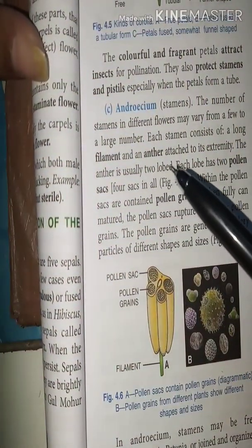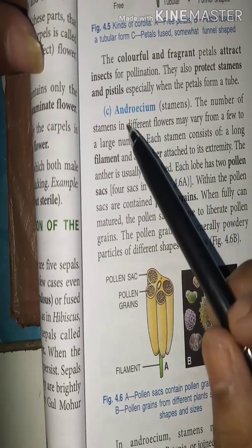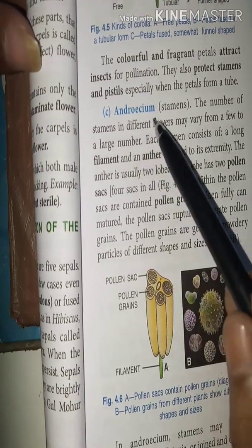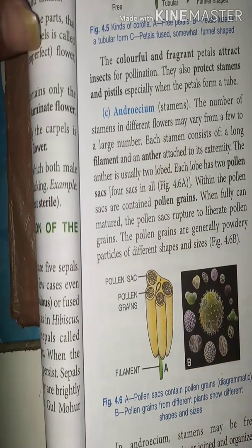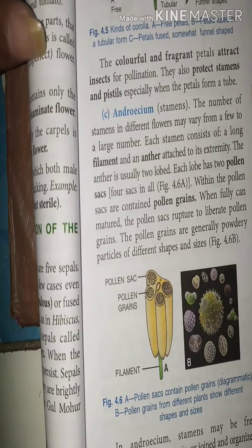Okay, next day we will discuss the remaining two floral parts: androecium, which consists of stamens, and the female part, pistil, collectively known as gynoecium. Clear all of you?